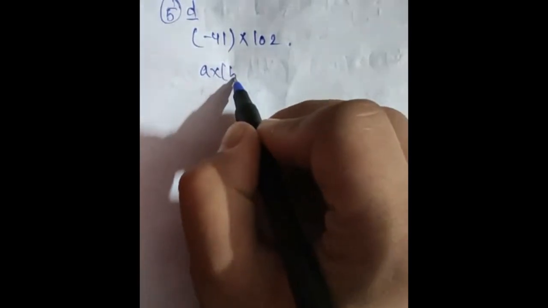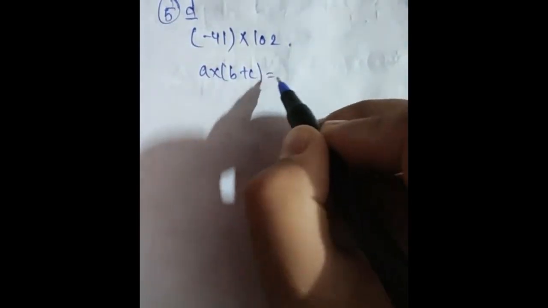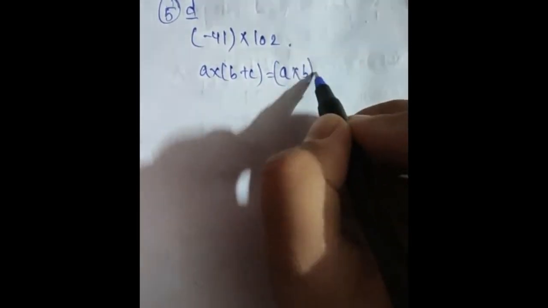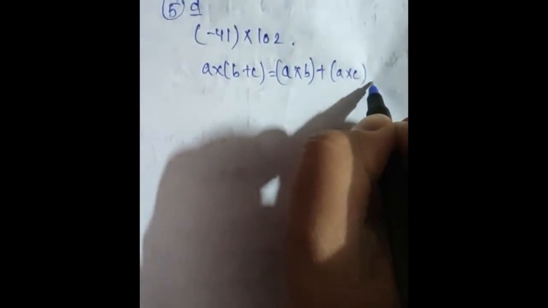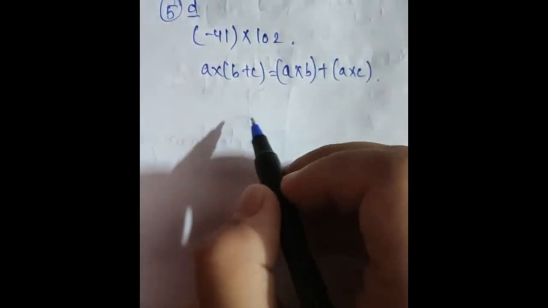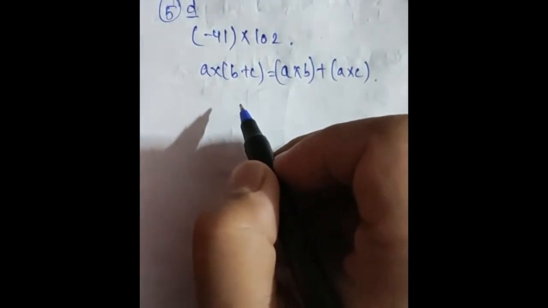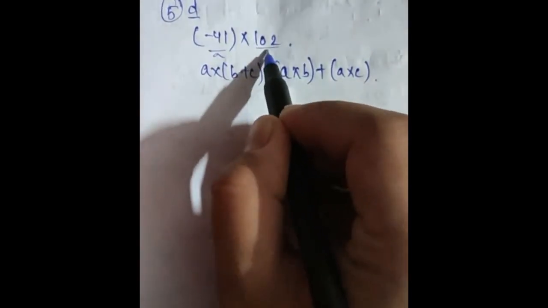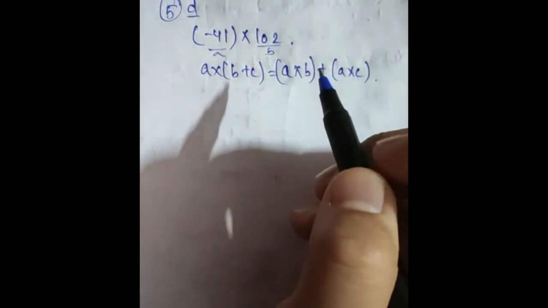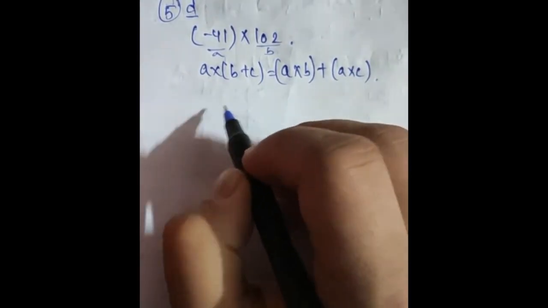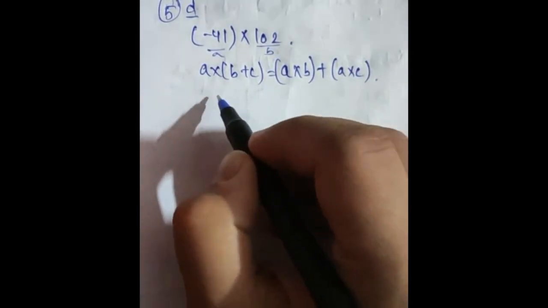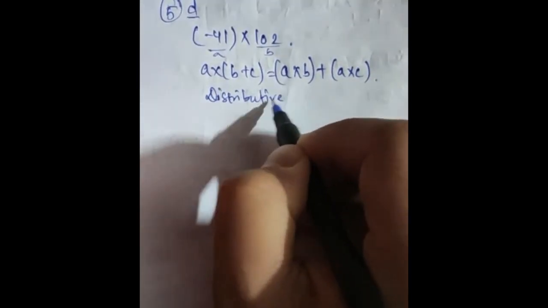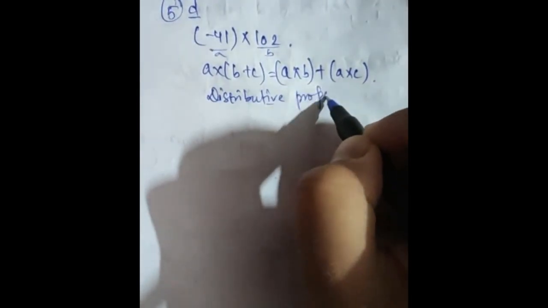A into b plus c is equal to, when you multiply this, you'll get a into b plus a into c, right? So now you must be confused that, sir, here it is a and here I can take this as b, but where is c? That is why I am using distributive property here. Okay, so let us write, it is distributive. Using distributive property we are going to solve this.